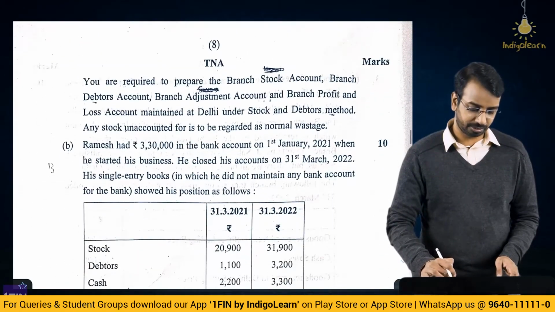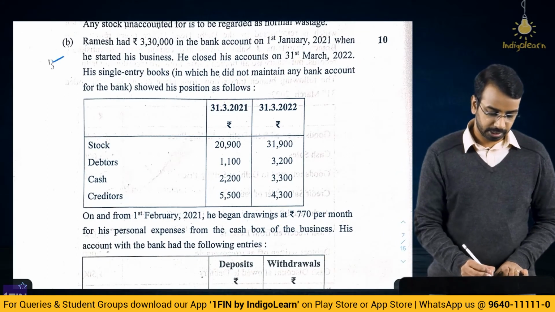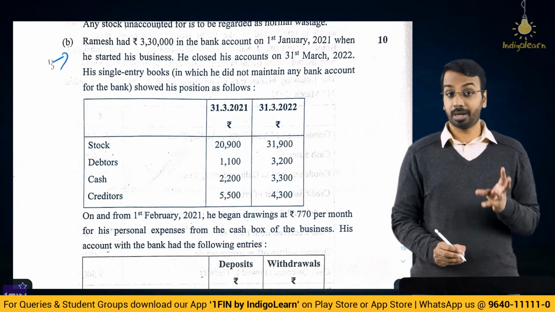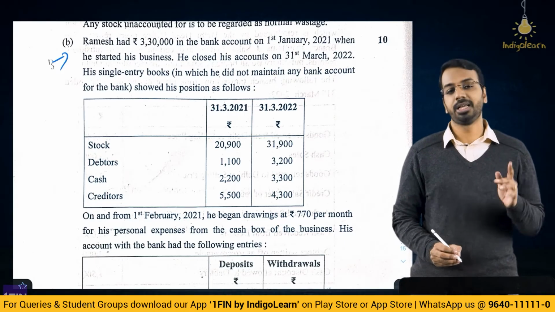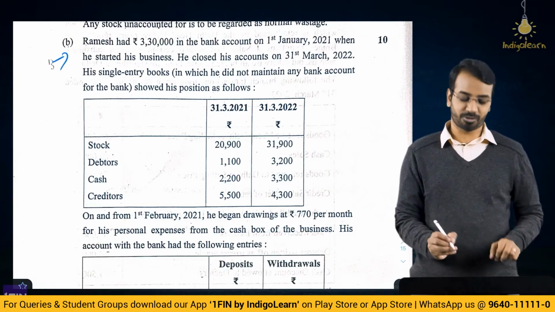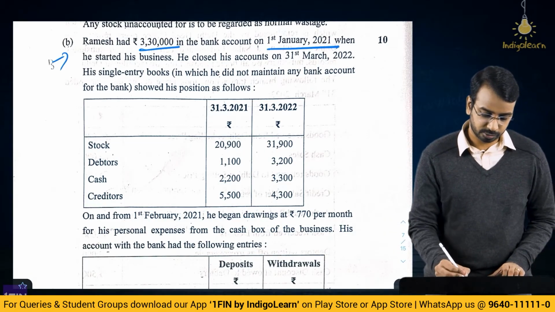There is nothing complicated here also. So now looking at the next question, single entry, again a simpler question, but kind of a unique question. If you have not handled such kind of questions, but if you remember the logics, this question is also not difficult. So they have given started business of 330 on 1st of January, so that is one period.